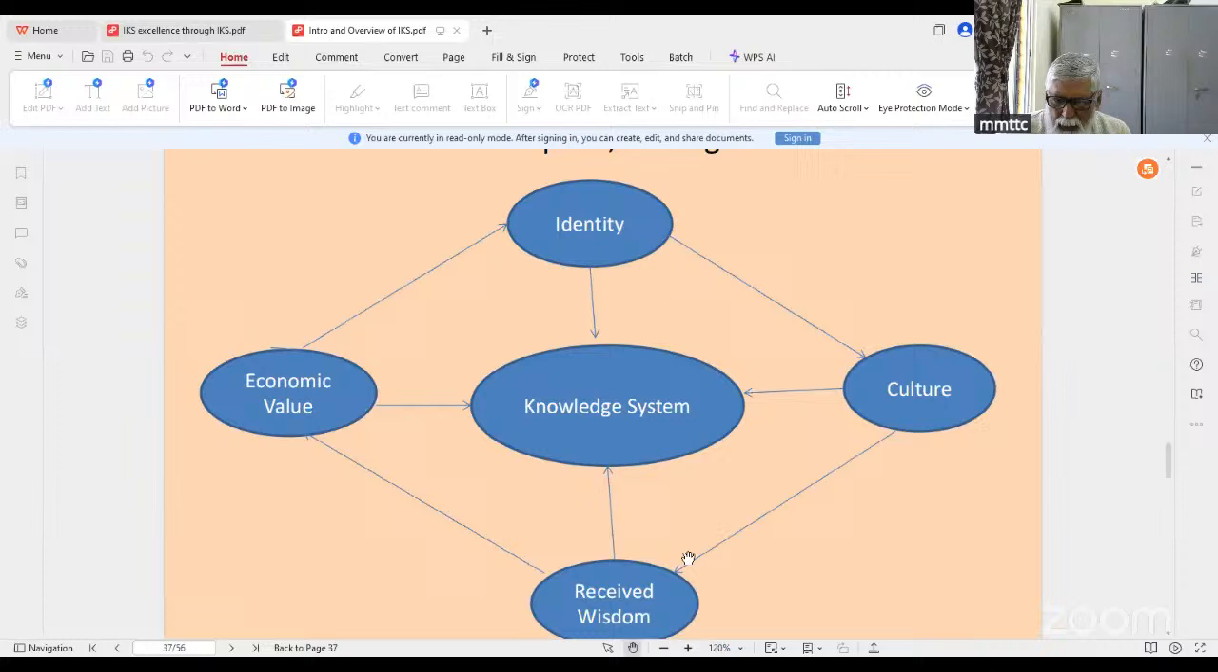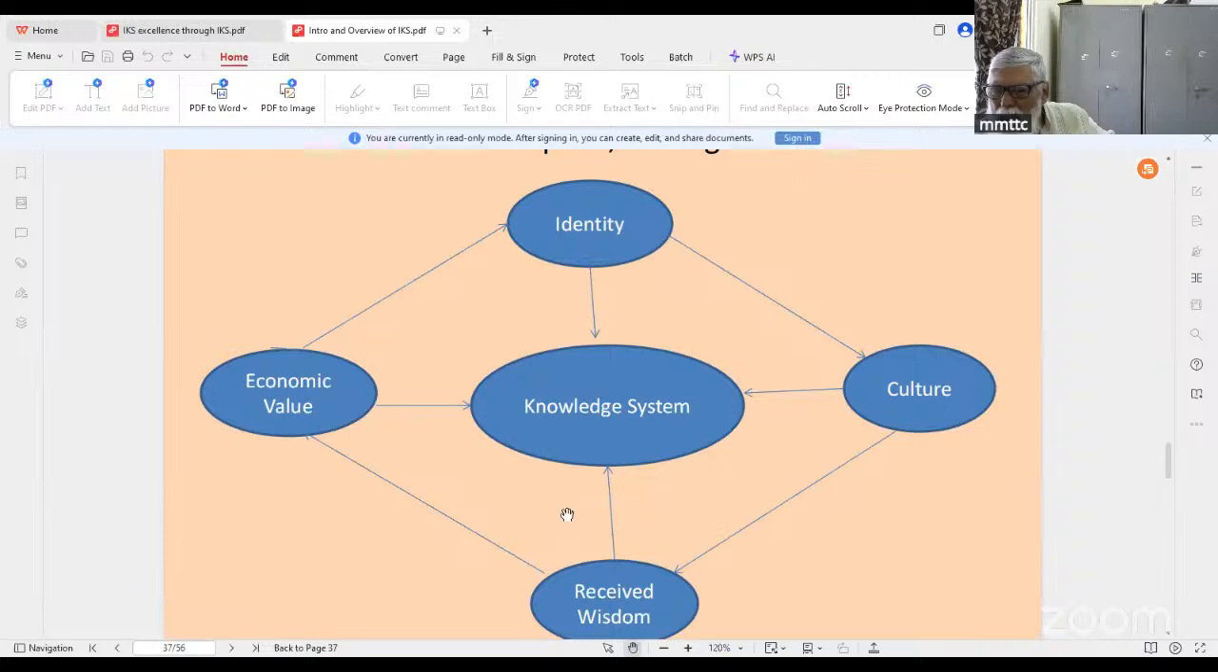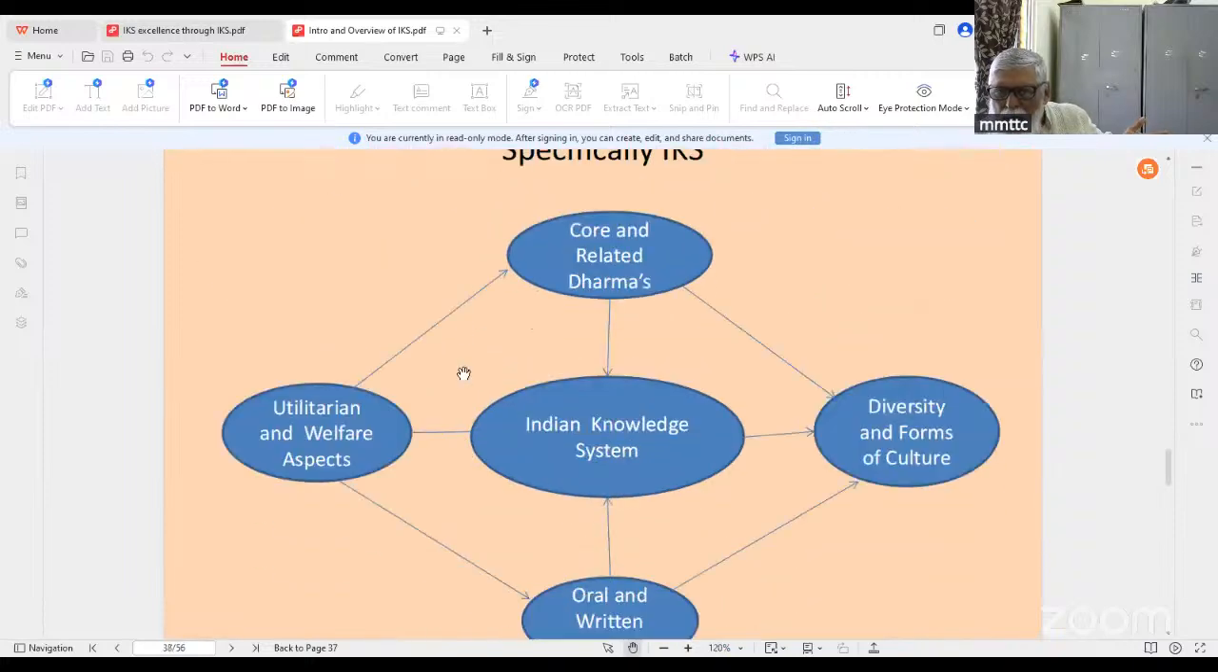And all these things add wisdom. Their wisdom is provided in the knowledge system. For example, certain cultural practices, whether we like it or not, like the practice of bowing your head and touching the feet of elders, for various reasons may not be very relevant today, but those are part of the practices that have been accumulated. This is true of every knowledge system. Every knowledge system has a culture, has an identity, provides economic value, and has its own wisdom.